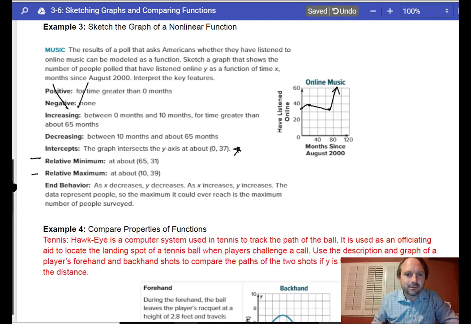As x decreases, y decreases. As x increases, y increases. There we go, so there's our example. You also know that this was one of the homework problems you could have done. All right, let's go on to example 4.